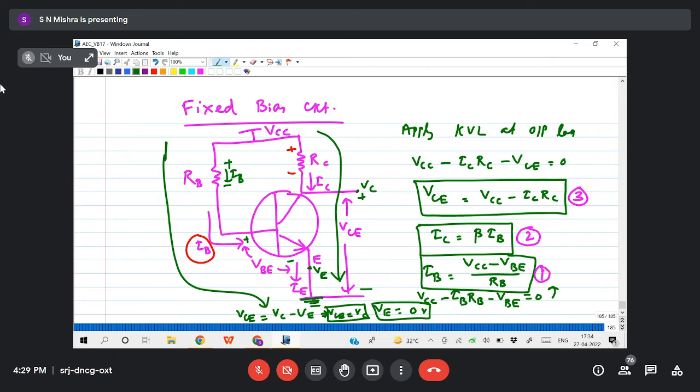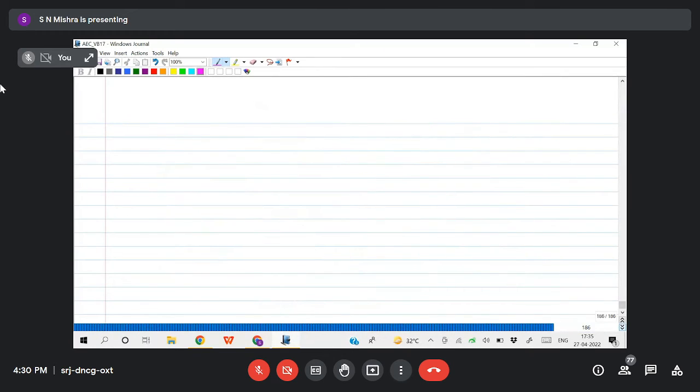So I have found out 1, 2, 3, then this is 4, this is 5. So my question carries 5 points. Now I'll give one question. Solve it this way: same circuit, only I am giving the values. I'll draw the circuit again, that will be easy.